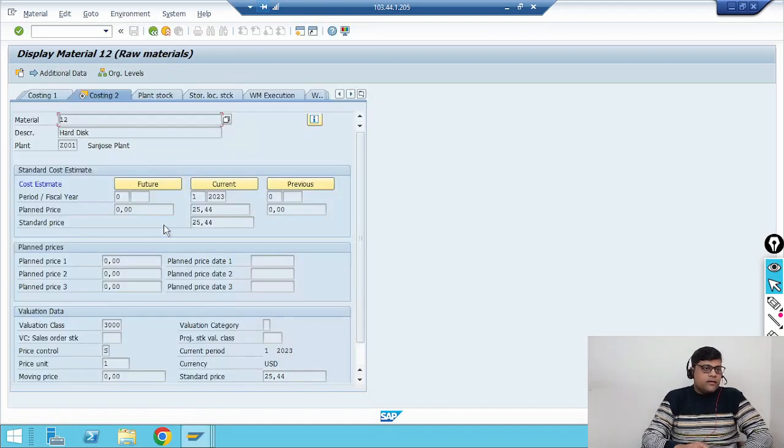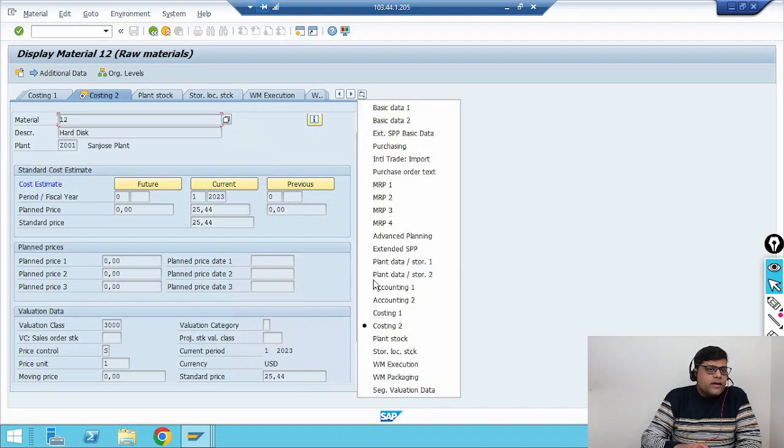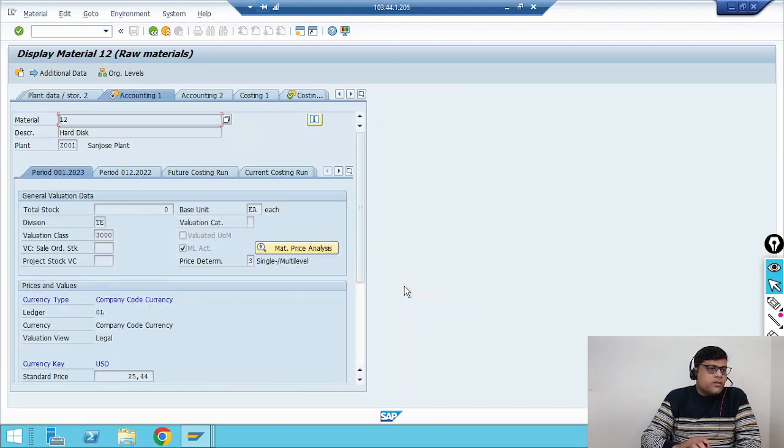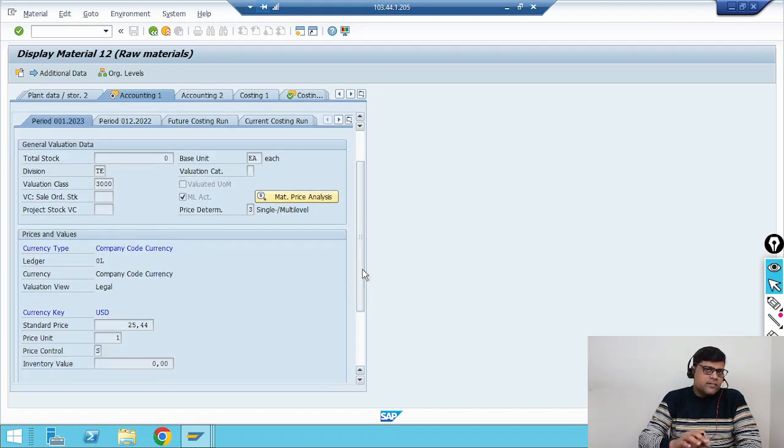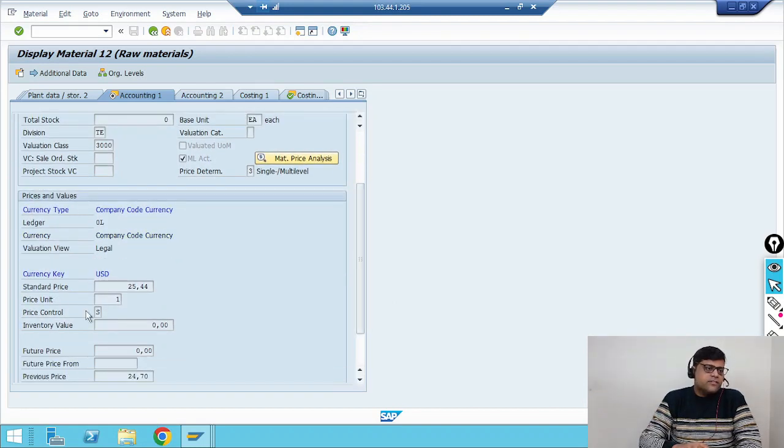This is my plant. And before that, let me also add the accounting one. I already explained the use of valuation class for the integration point of view. So you can see here the valuation class is 3000. But basically, right now as I'm explaining the cost process, what is important here is whether it is moving average price or standard price. So here it is standard price. So price control is updated as standard price.